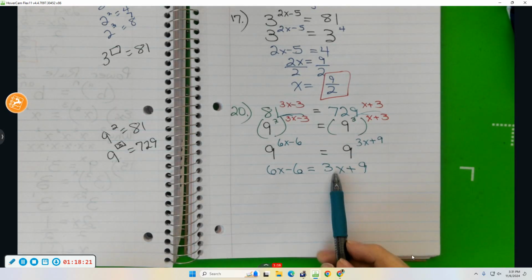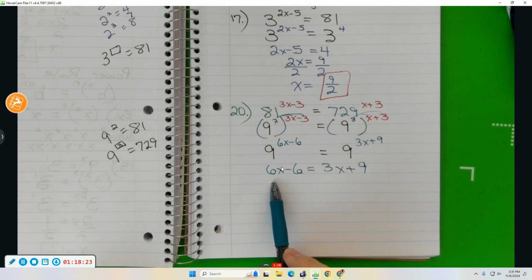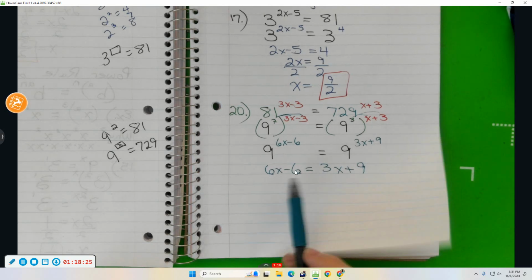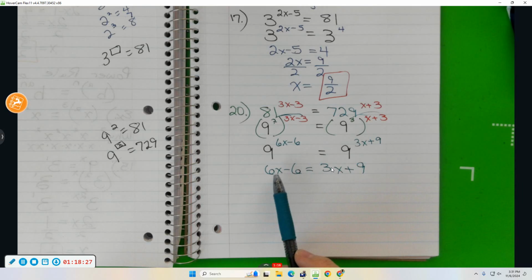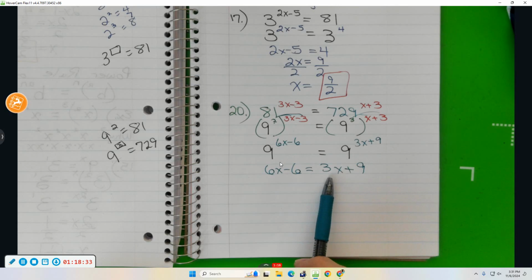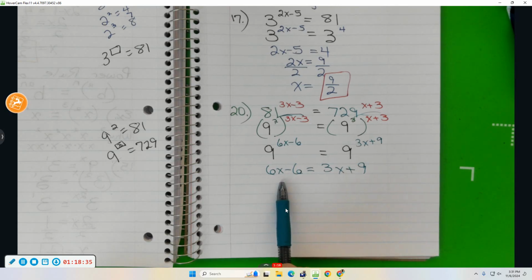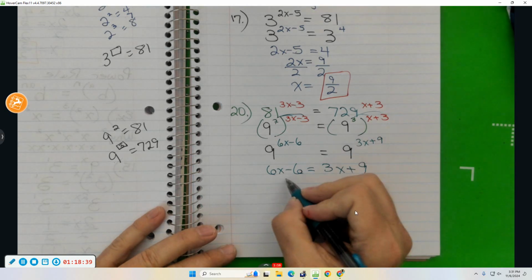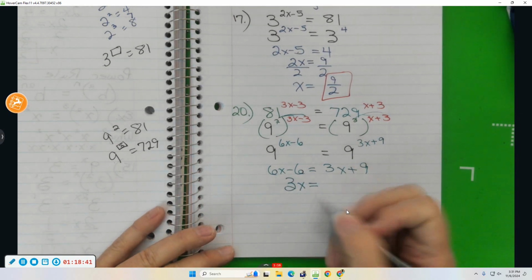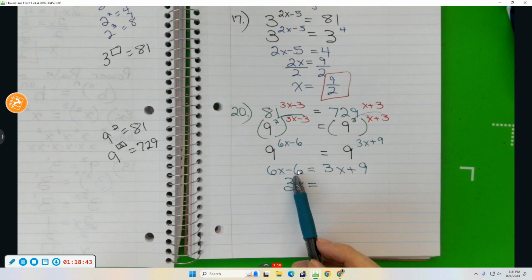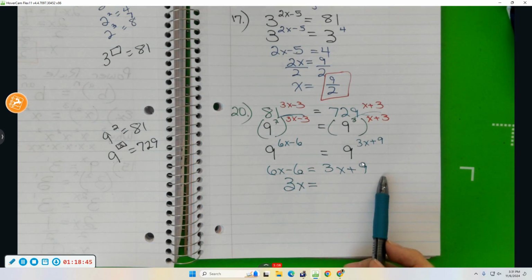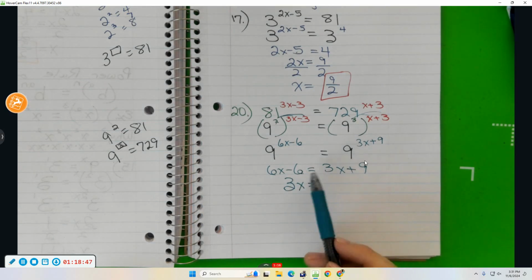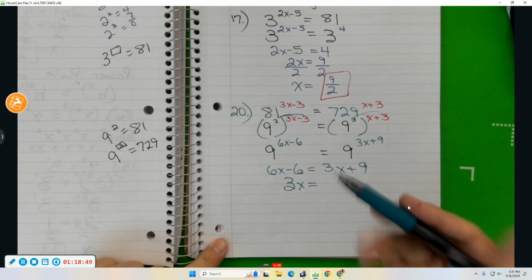I think I'll move this 3x over to the left by subtracting 3x. What's that going to give me? Do it in your head. You have a 6x minus 3x. What are we left with on the left-hand side? 3x. What am I going to do with this minus 6 here to get it over here? 9 plus 6 gives me 15.